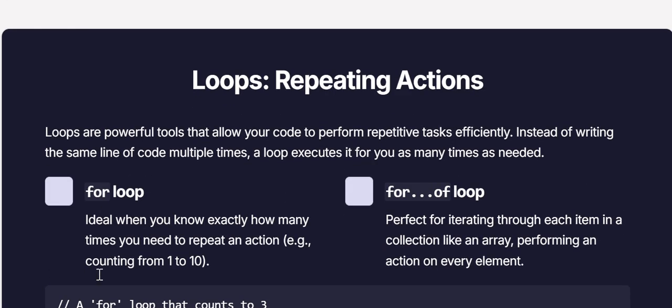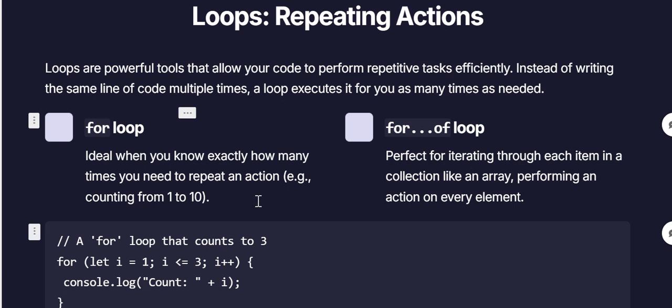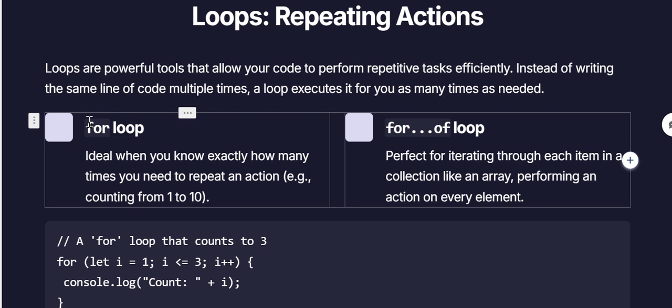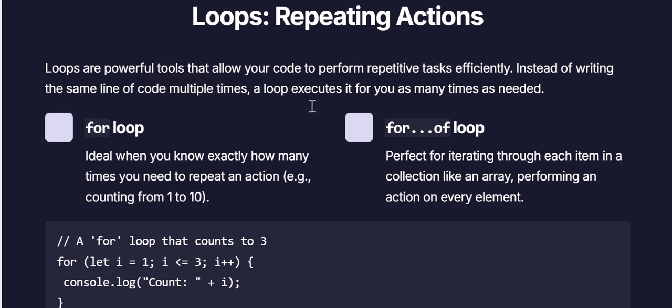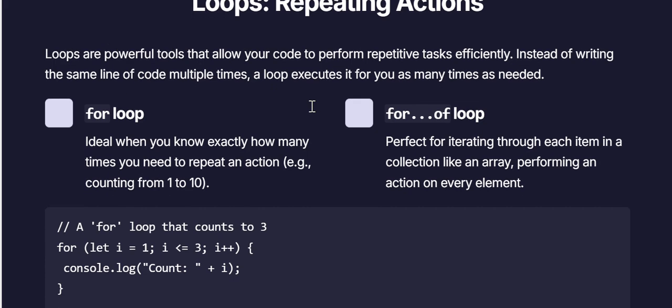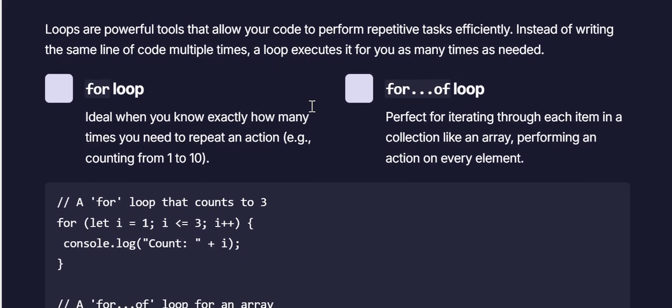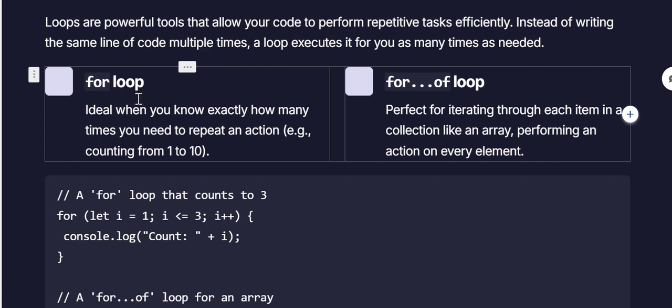Next, loops. Loops mean repeated actions. Loops are very powerful tools that allow your code to perform repeated actions efficiently. Instead of writing the same line of code multiple times, a loop executes it for as many times as needed. Here we can see the for loop first and then the for-of loop.